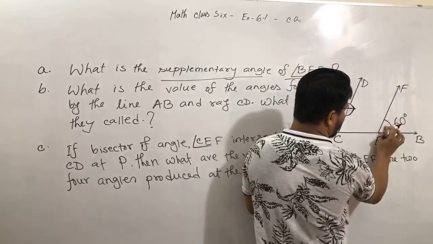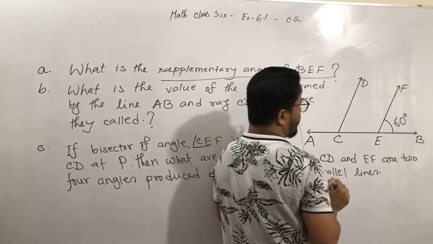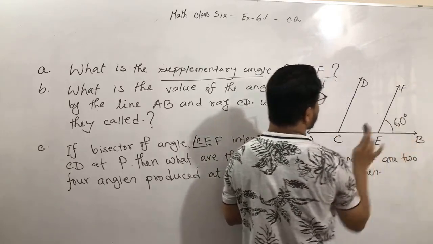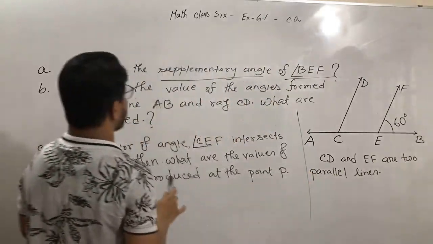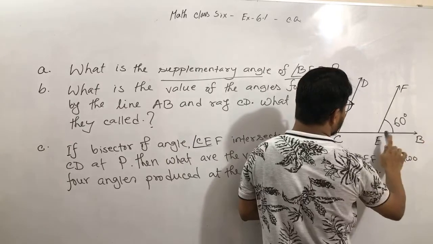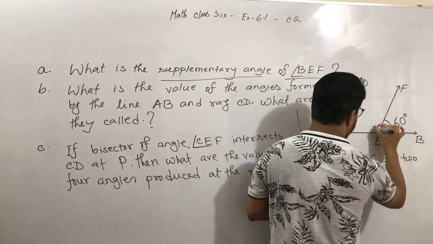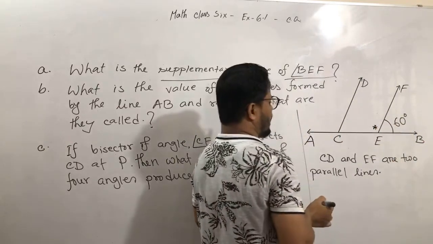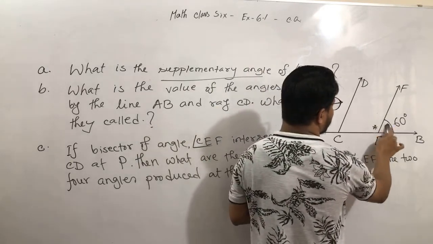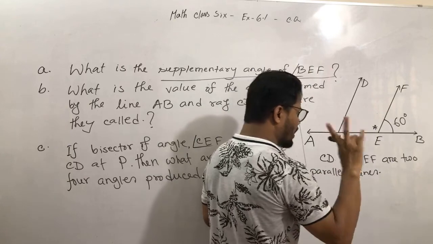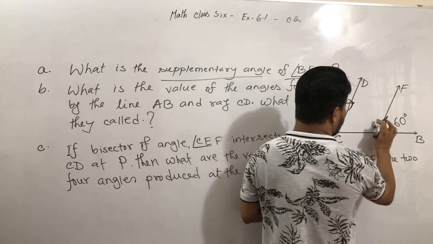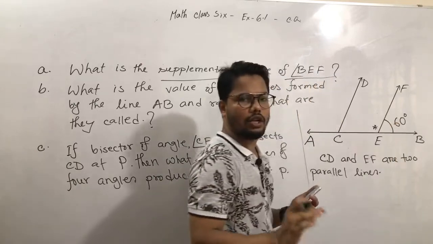BEF angle mentioned here is 60 degree, or you can write here FEB. This angle is 60 degree. And then the supplementary angle of BEF will be this one. In our last classes, we have said when the sum of two adjacent angles will be 180 degree or two right angles, then one angle is called the supplementary angle of the other.